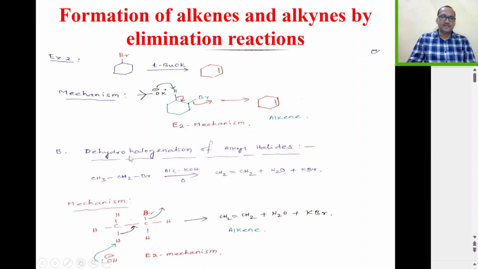So the next method is dehydrohalogenation of alkyl halides. So you start with this ethyl bromide and you use alcoholic KOH and heat. So you get this alkene, CH2 double bond CH2. So this is the mechanism. So we have alcoholic KOH, which means OH minus ion is there. So this OH minus will take this proton and this CH bond will come here and it will kick out Br as Br minus. So as a result you get this simplest alkene. This is coming under the E2 mechanism.